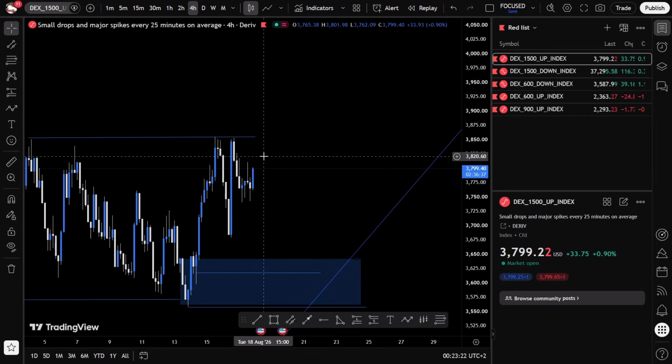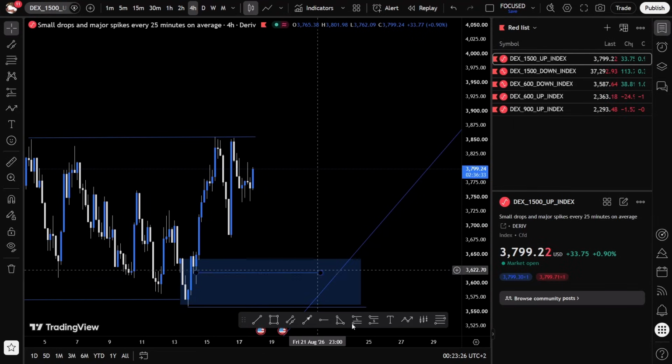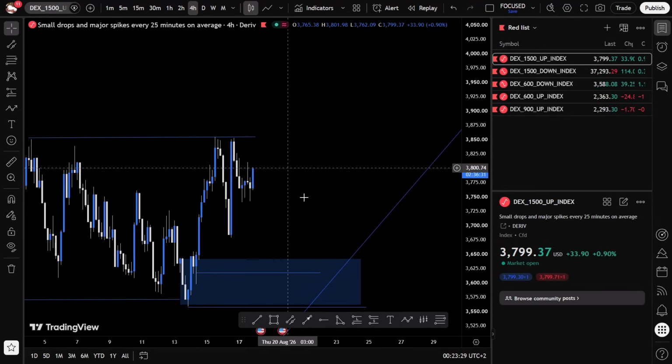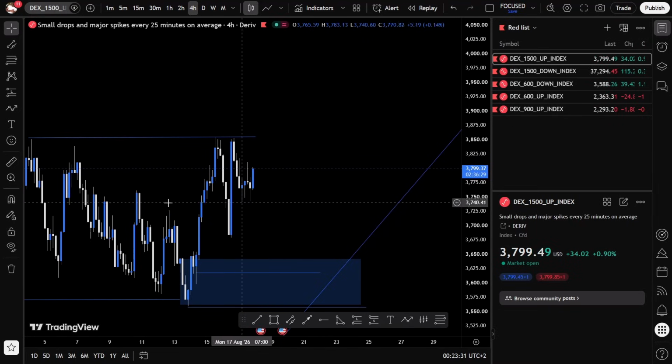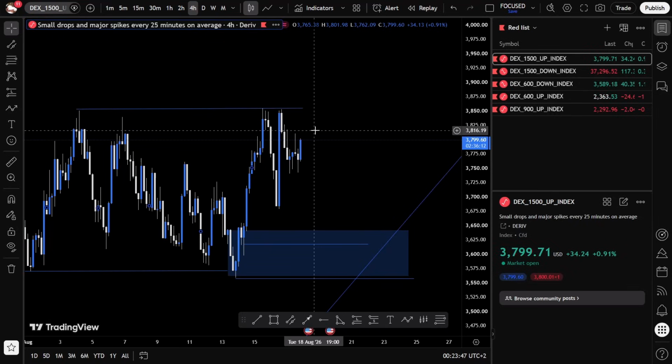And yeah, otherwise personally, I'm more comfortable taking bearish trades to the downside on DEX 1500 up. That's what I'm mostly looking for, but for the most part you actually have to listen to the market and what it's telling you rather than following your own intuition or what you're comfortable trading or doing.